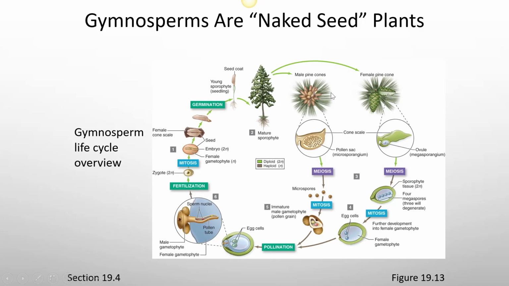And then this is just that overview again. And then here you can see the young sporophyte or the seedling that's hatching out to grow into an adult sporophyte to complete the cycle.